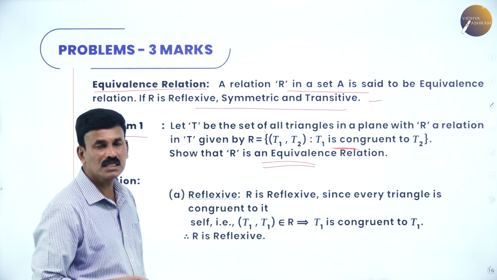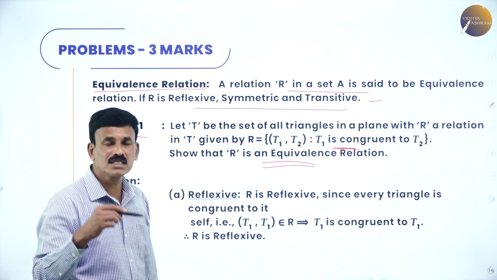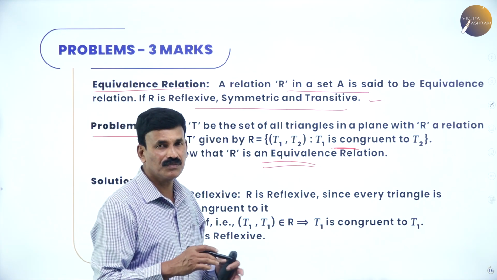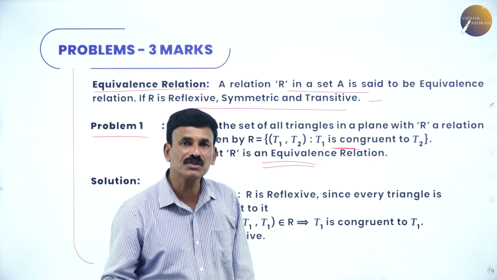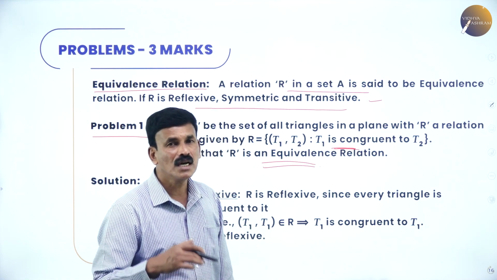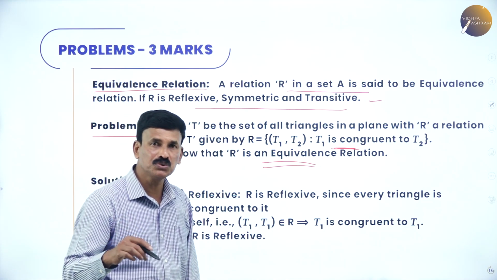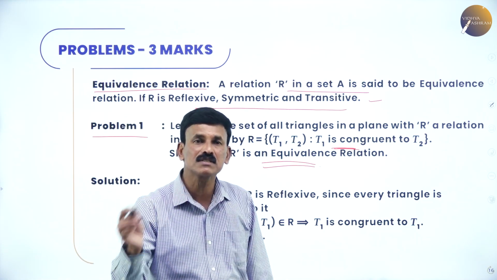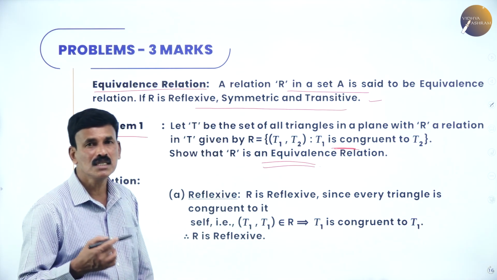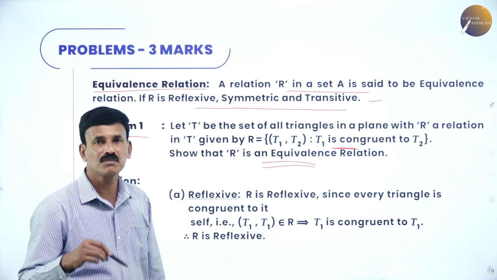So, definitely you can say this is an equivalence relation because on the set of triangles, each triangle is congruent to itself, so reflexive. If T1 is congruent to another triangle T2, then T2 is also congruent to T1, symmetric, and as usual transitive. If T1 is congruent to T2 and T2 is congruent to T3, definitely it is congruent to T3. So, just by looking at the problem, you can say that this is an equivalence relation. That means it will satisfy all the 3 conditions: reflexive, symmetric and transitive.